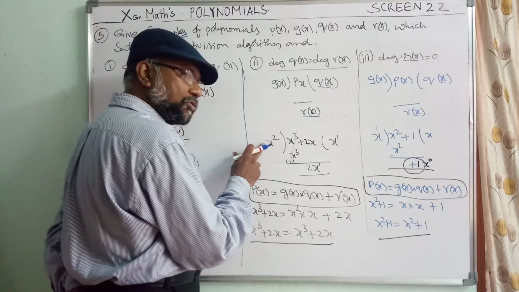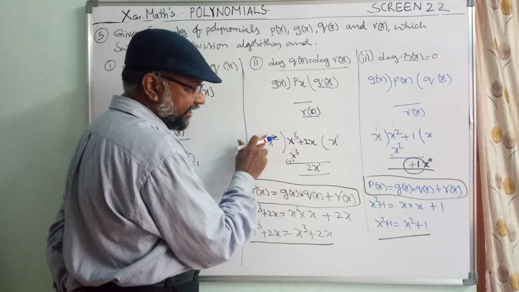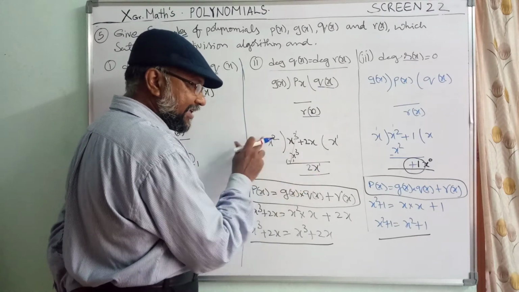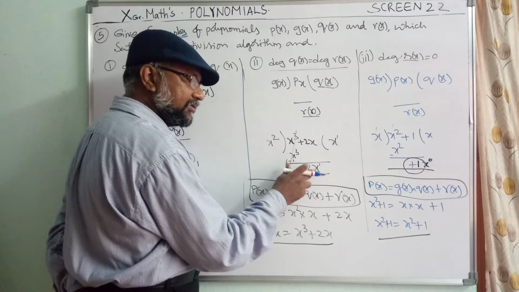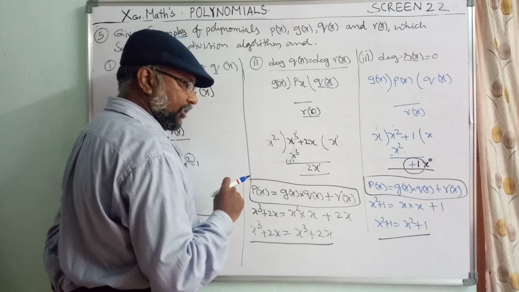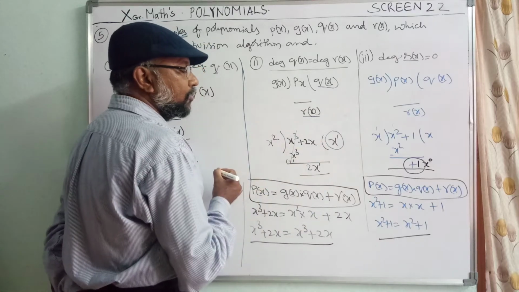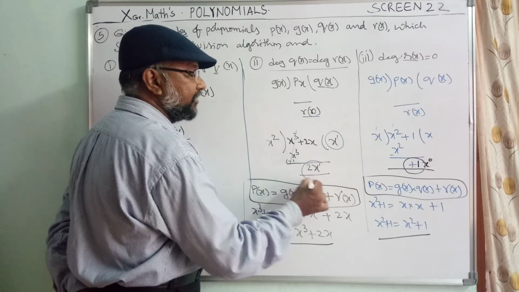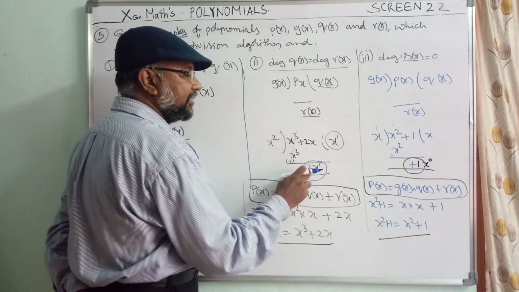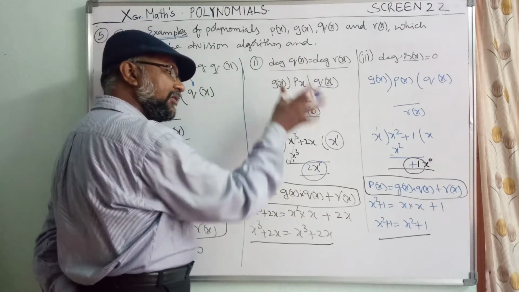Now, x square is a higher order than 2x. The power of x is 2. Here the power of x is 1. Therefore, x square cannot cancel in 2x. Therefore, 2x will remain like that. Therefore, if you see the power of the quotient and the power of the remainder is the same. The power is 1, that is the degree. The power is 1, that is the degree. Now, according to their condition, this is satisfied.